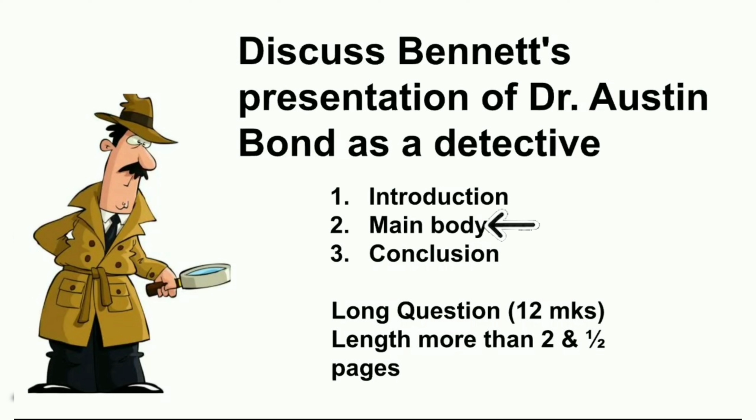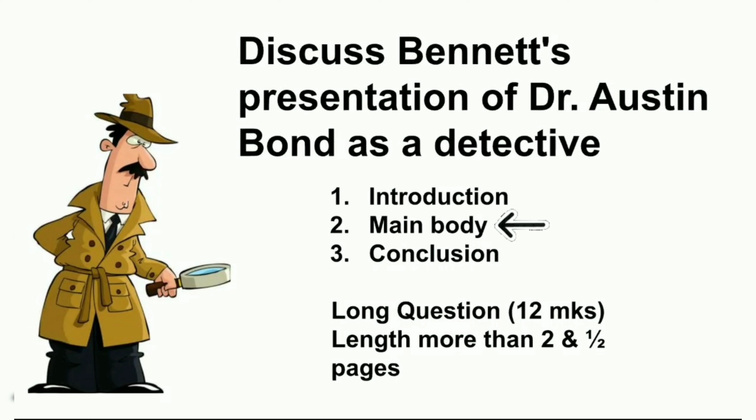Then comes the main body of your answer. In this main body of the answer, you actually answer the question. So the question is, discuss Bennett's presentation of Dr. Austin Bond. So now you have to describe Dr. Austin Bond through the eyes of the author. Whatever description and opinion has been given by the author in his story, you have to recreate that and you have to describe that with respect to the crime scene.